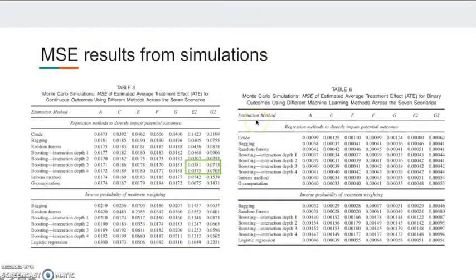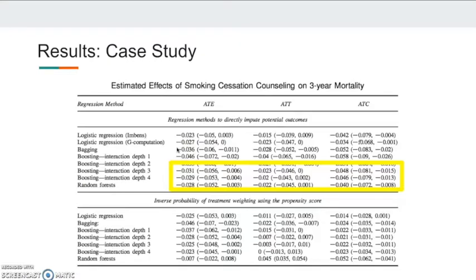Finally, we can also look at the MSE results, so the mean squared error from the simulations, and basically what we see here is that there's not a ton of consistency, but boosting at interaction depths 3 and 4 results in the smallest MSE out of all of these methods when things are, again, nonlinear, non-additive, E2 and G2. So that appears, again, to also be consistent.